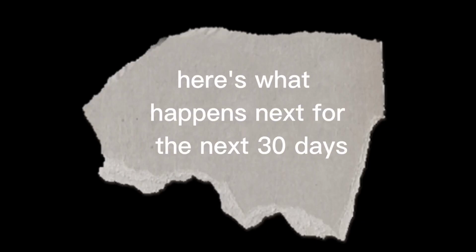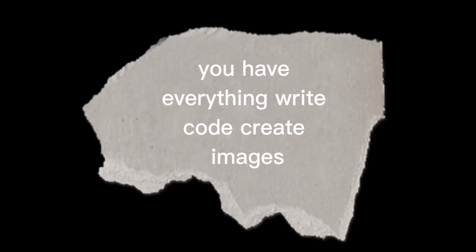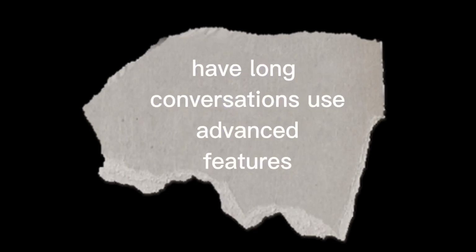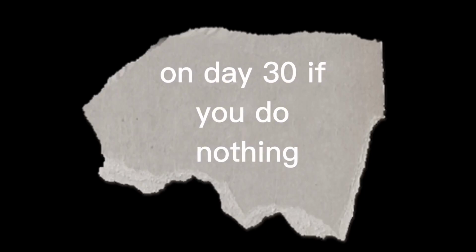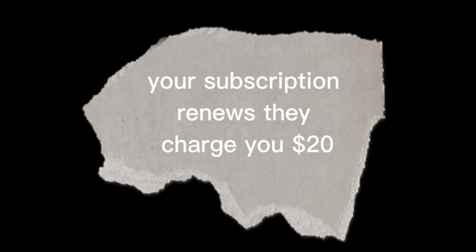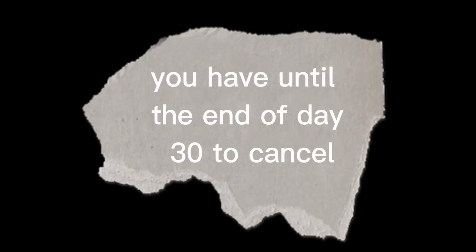Here's what happens next. For the next 30 days, you have everything. Write code, create images, have long conversations, use advanced features. Try everything. Around day 28 or 29, you'll get an email saying your free trial is ending soon. On day 30, if you do nothing, your subscription renews. They charge you $20. If you want to cancel, you have until the end of day 30 to cancel.